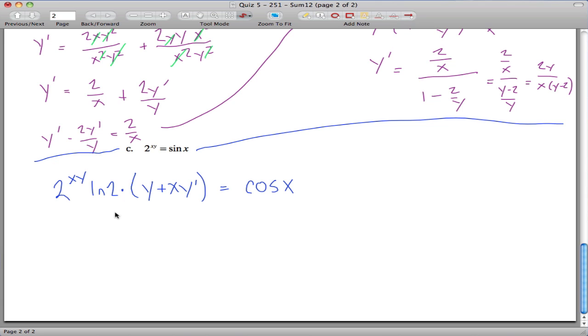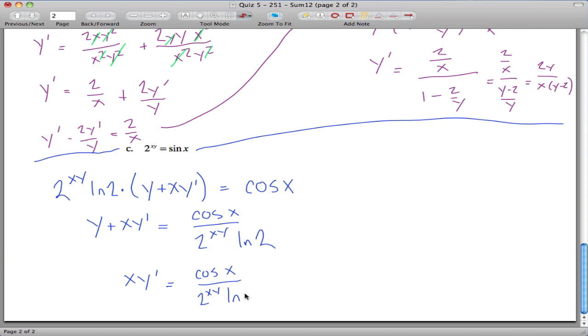So what I want to do is solve this thing for y prime. Just one y prime here, so maybe divide by all this mess and get y plus xy prime is equal to cosine of x over 2 to the xy natural log of 2. And therefore, I guess I'll do 2 more steps. Subtract y from both sides. Xy prime equals cosine of x divided by 2 raised up to the xy power times the natural log of 2, minus y.